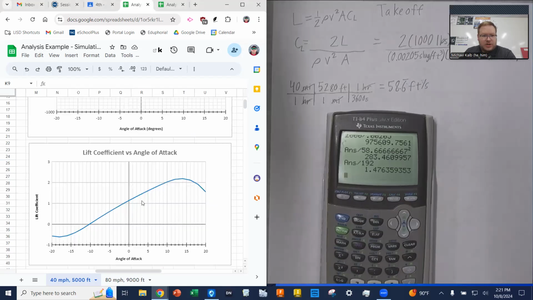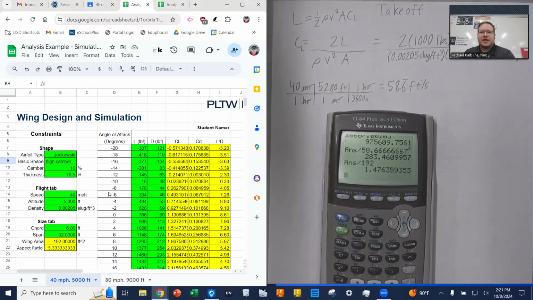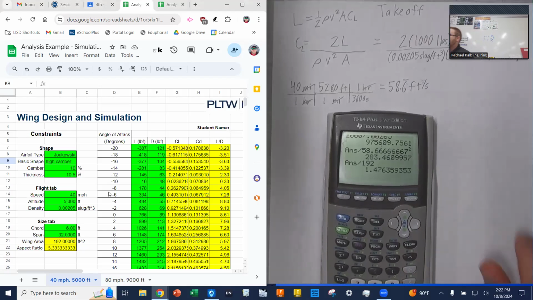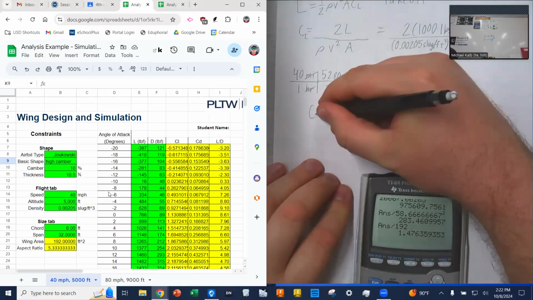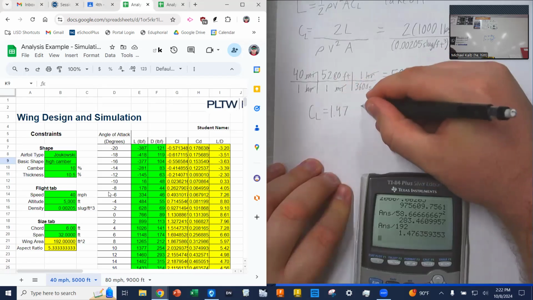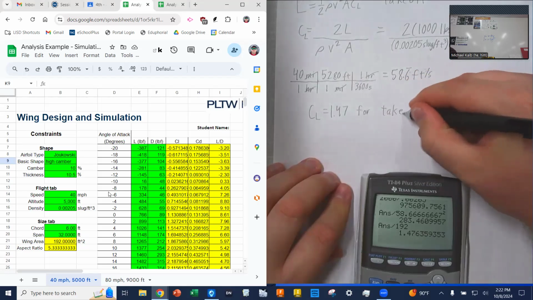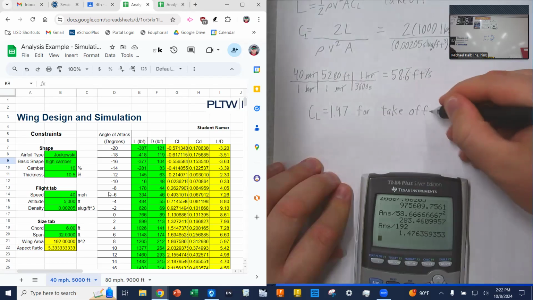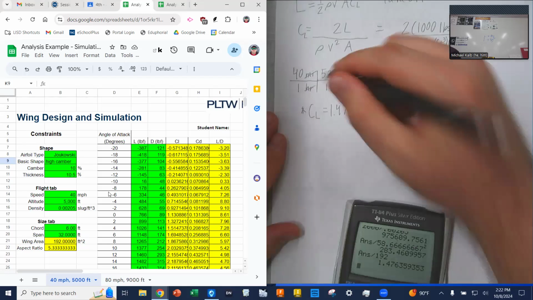Just to check, yeah, we definitely achieved that in this simulation. So that's saying to take off, we need a lift coefficient of 1.47. All right, I'm going to star that. We'll come back to that later.